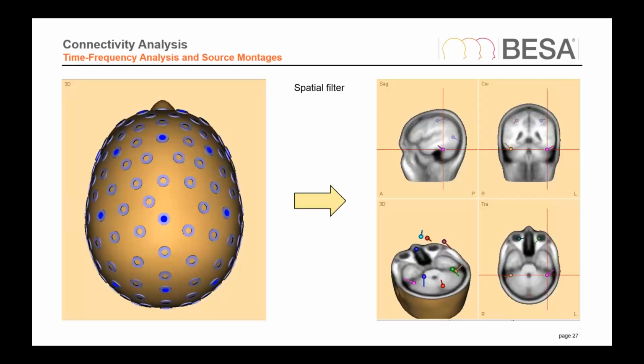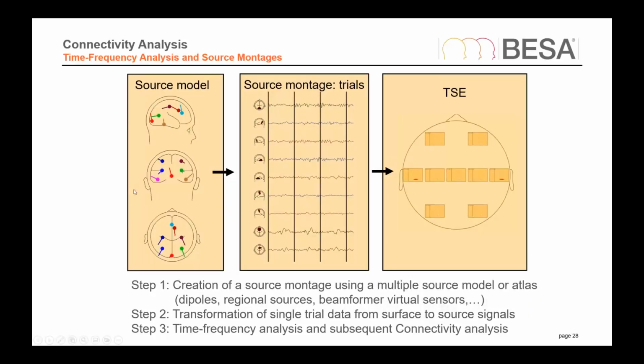Right, but if we know about underlying generators, either from source analysis or from the literature, then we can model each brain generator by one source, shown here on the right. And then we can apply a spatial filter to transform the signal from the scalp to the brain into a so-called source montage. So we have a source model. We create a source montage. We can also use an atlas for this, for example, AAL atlas or other atlases. We could use beamformers to create virtual sensors in the brain, and these can also become source montage sensors. Then we apply these source montages to our individual trials, and then we can do our time frequency analysis and, for example, temporal spectral evolution in source space rather than looking at sensor space where we have a lot of volume conduction effects.